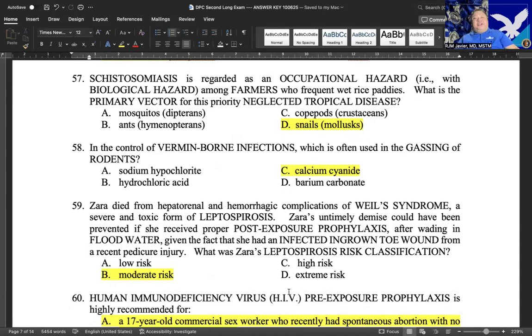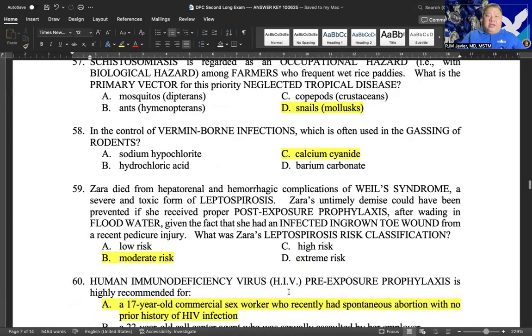Number 57, schistosomiasis is regarded as an occupational hazard. In fact, it is considered a biological hazard among farmers who frequent wet rice paddies. And the primary vector for this priority neglected tropical disease is your Oncomelania quadrasi, which is a molluscan species. It is a snail.